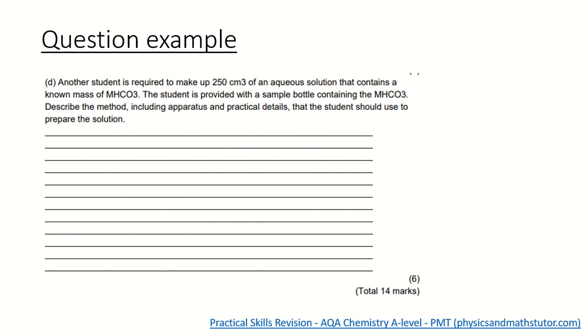We have to describe the method, including the apparatus and practical details. So, 6-mark question, we're going to have to make quite a few points, but this is quite easy. It's basically the initial method that we had at the start. But again, if you want to do this now, pause the video. If not, I'll go on to the answer.